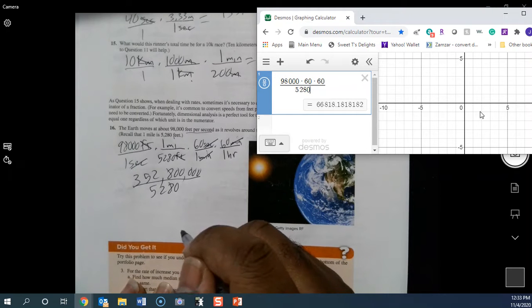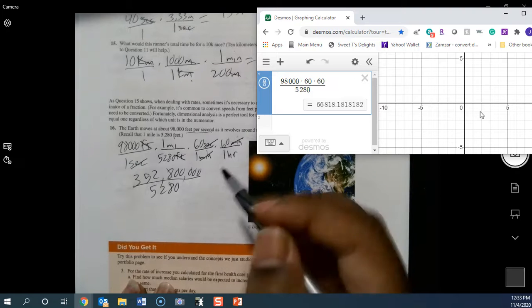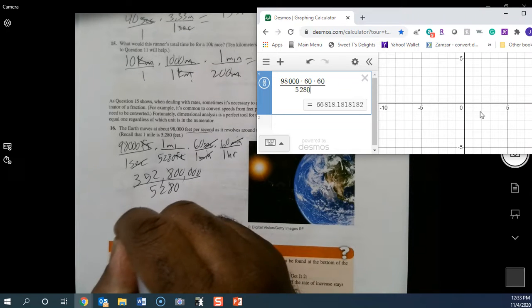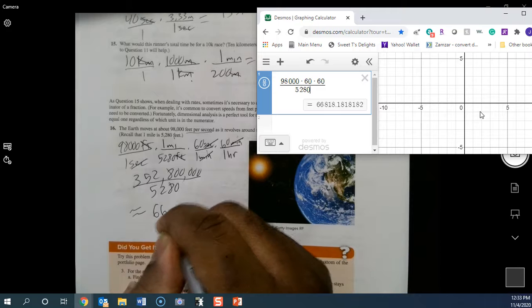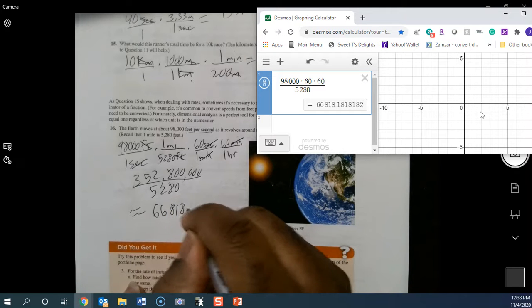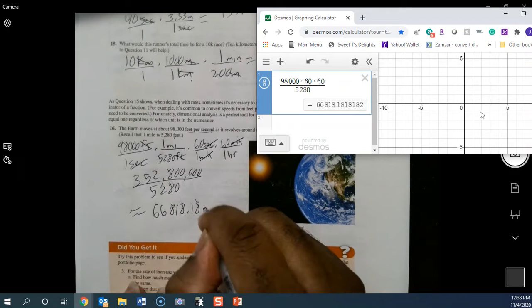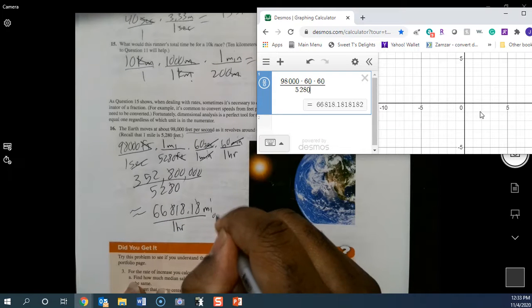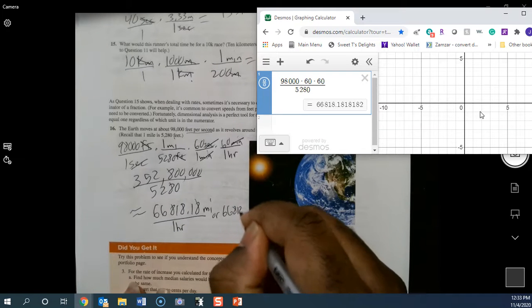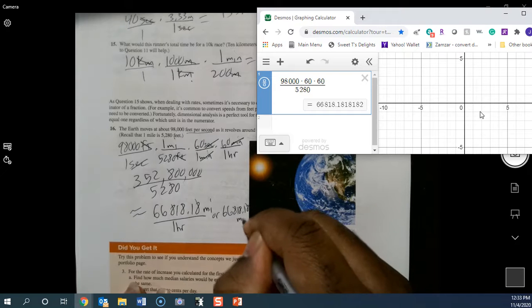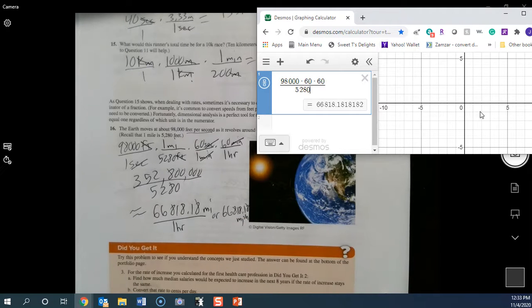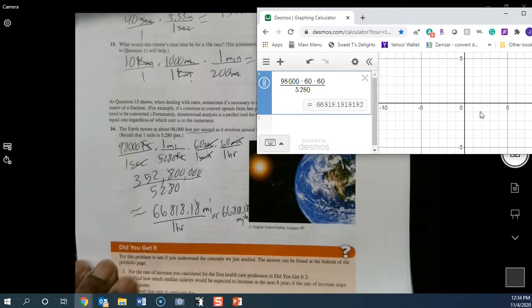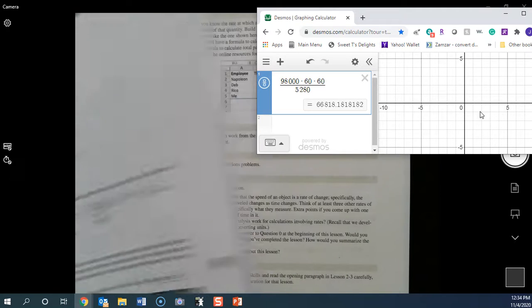now they did not ask us to round to a certain amount. So let's just round to 2 decimal places. So this will be approximately 66,818.18 miles over 1 hour, which is the same thing as 66,818.18 mph for miles per hour. So either one of those would be fine. All right, now we move on.